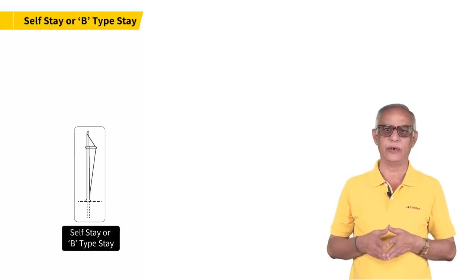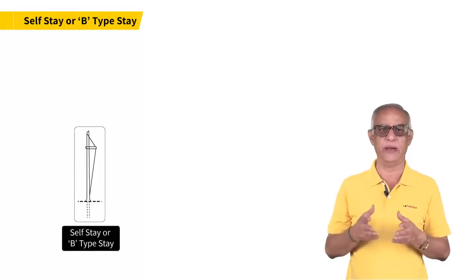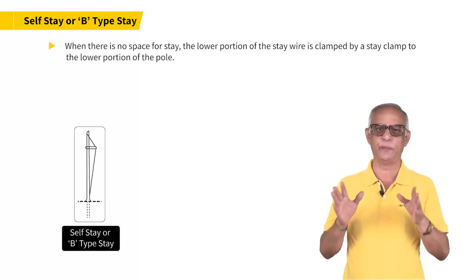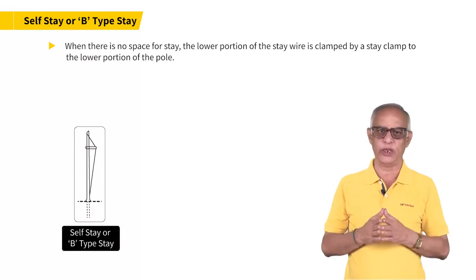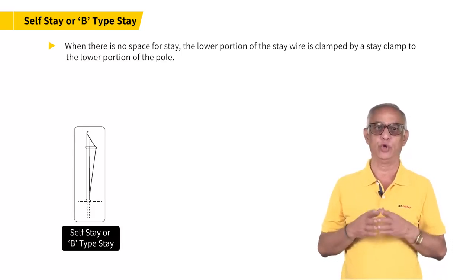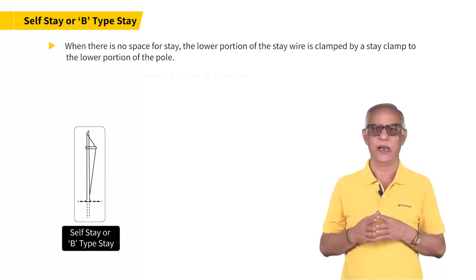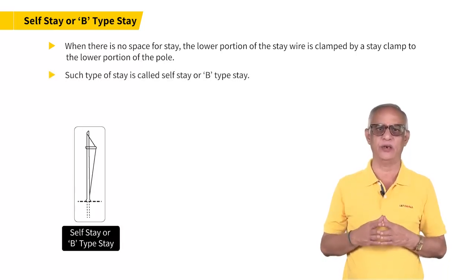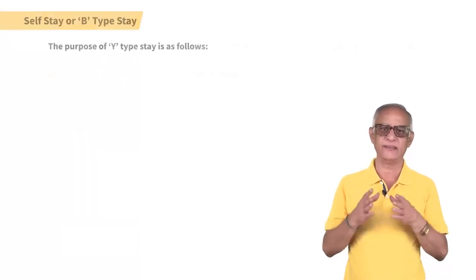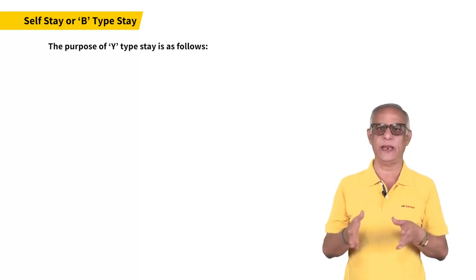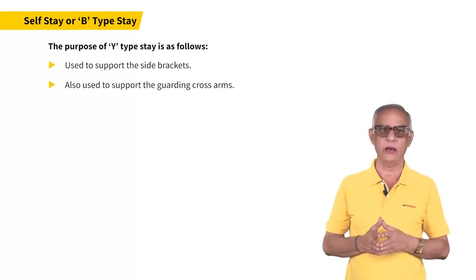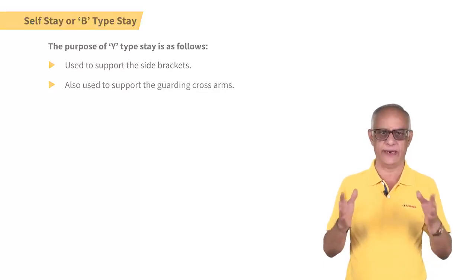Let us discuss another type of stay, the B-type stay or the self-stay. When there is no space for stay, the lower portion of the stay wire is clamped by a stay clamp to the lower portion of the pole and such type of stay is called self-stay or B-type stay. The next type of stay is Y-type stay. It is used to support the guarding cross arm and side brackets.